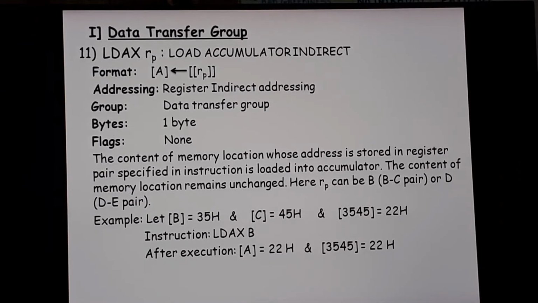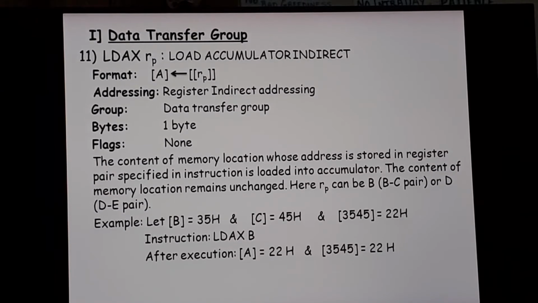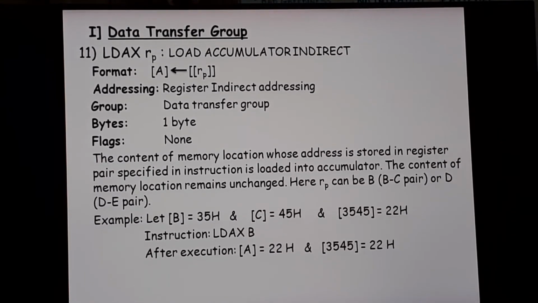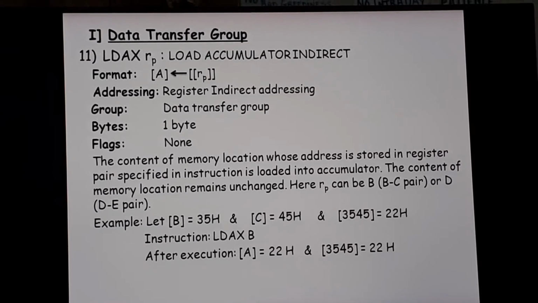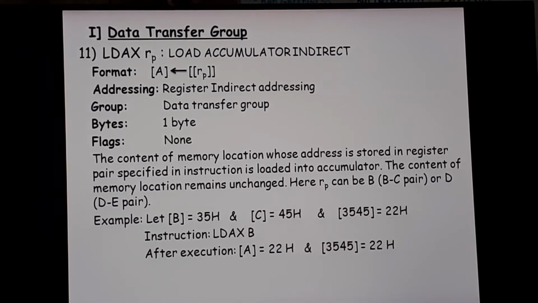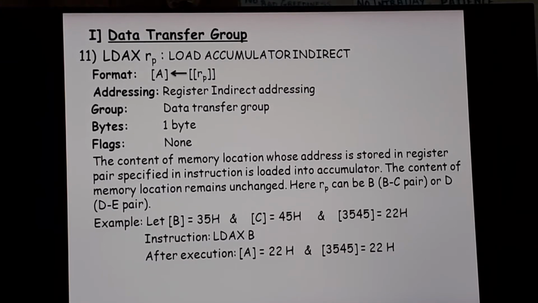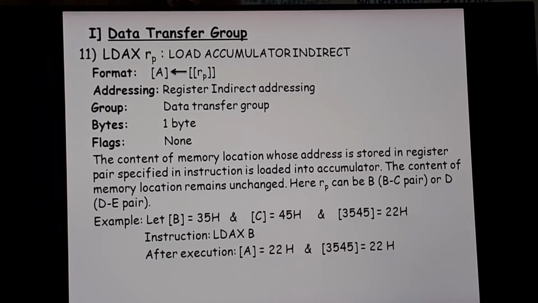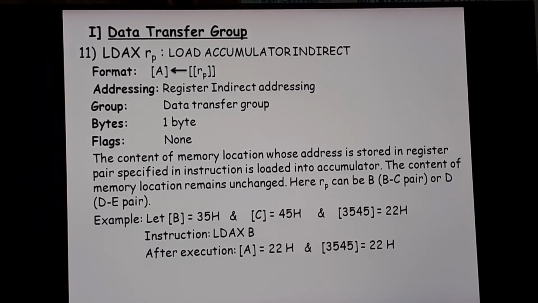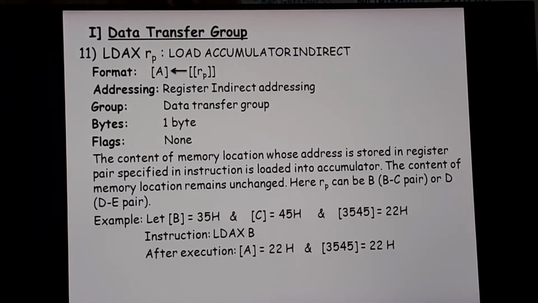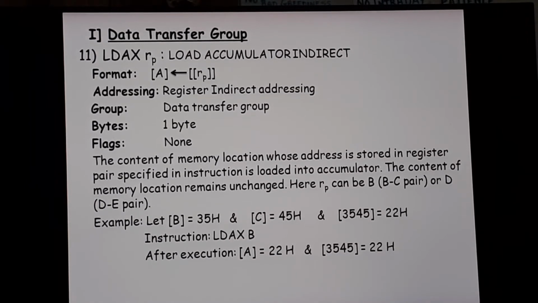Now how will you explain? The comment is described here. The content of the memory location whose address is stored in the register pair specified in the instruction is loaded into the accumulator, and the content of the memory location remains unchanged. Here RP can be the BC pair or the DE pair and not the HL pair. Okay, so it can be either BC or DE. There are only 2 pairs for this particular instruction, not the HL pair. You cannot take the HL pair here. Okay, so this was the description that you need to study.